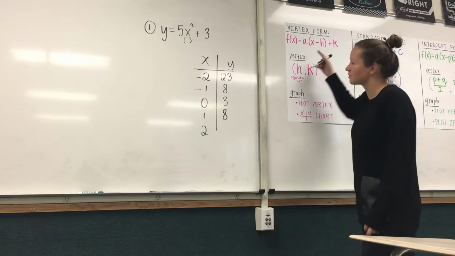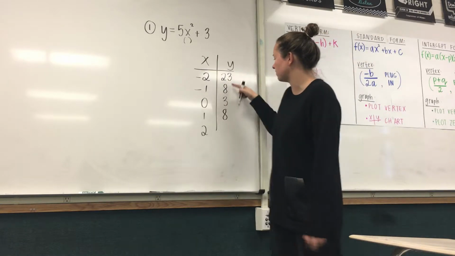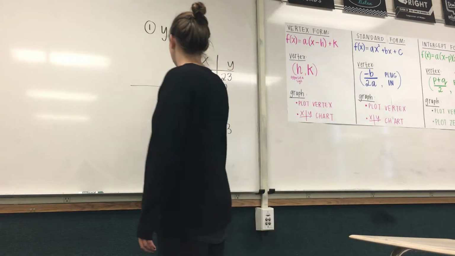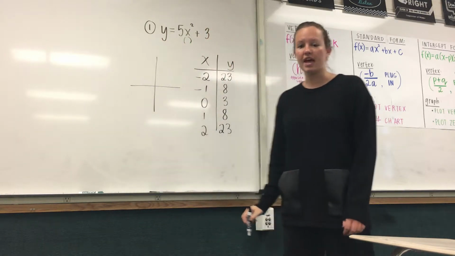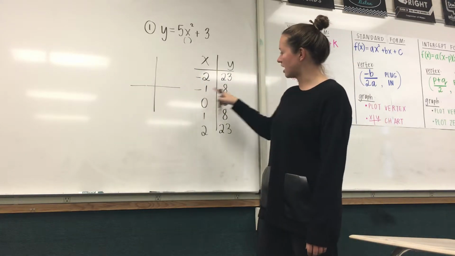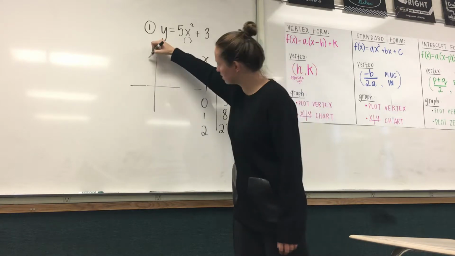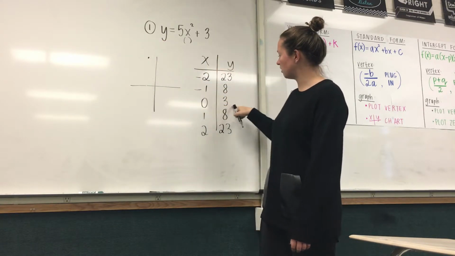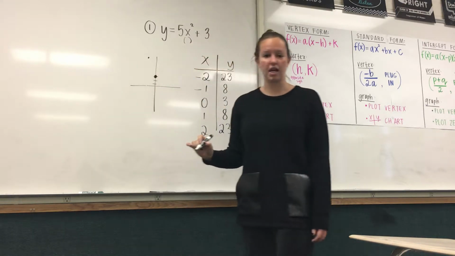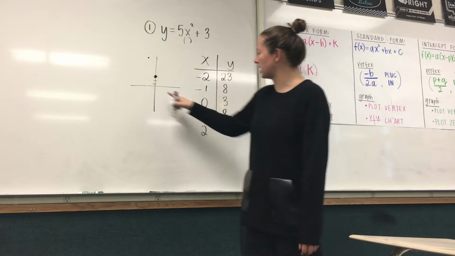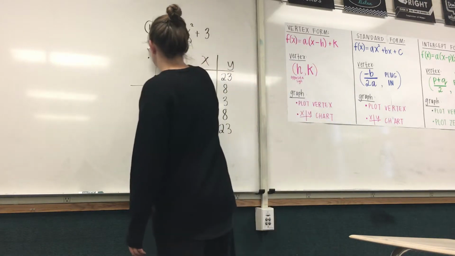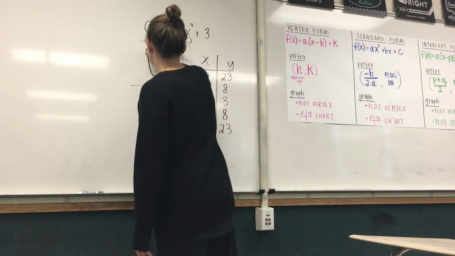Again, because there's no parentheses, we're not moving side to side, so these are going to match perfectly. You're going to go to your little graph that's going to be on your quiz, and then just graph the points. So -2, 23 is going to be too high. -1, 8, left 1, up 8. Over 0, up 3. It's going to be my vertex. 1, 8, over 1, up 8. And it's positive, so it's facing up. So then you can draw your graph.